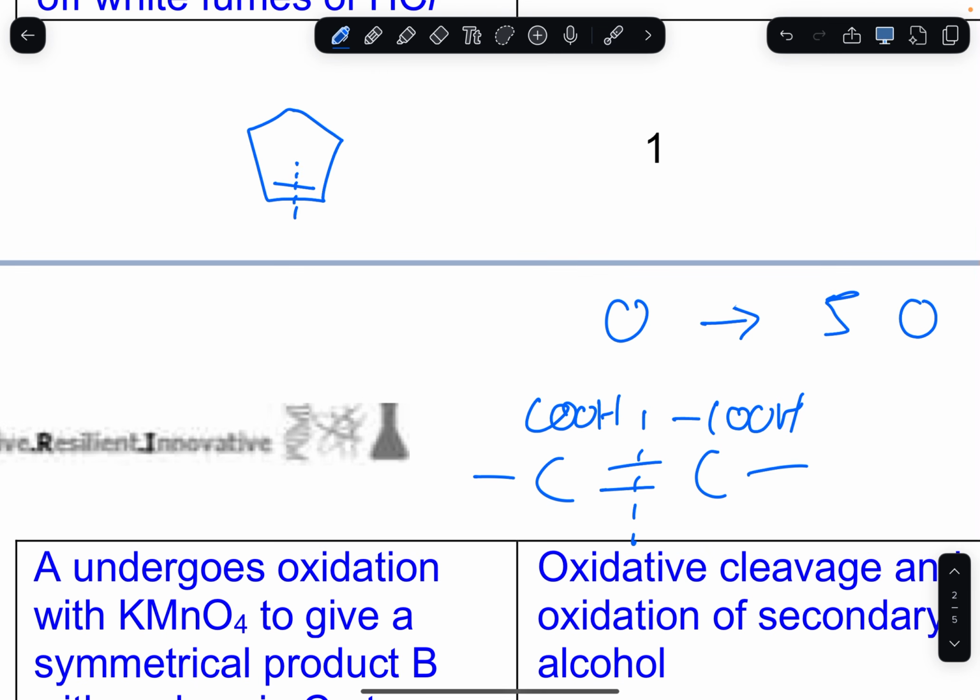Okay, so this one, take note that every 1 COOH reacts with half Na2CO3. Okay, so if it reacts with 1 more Na2CO3, it means there are 2 COOH groups.